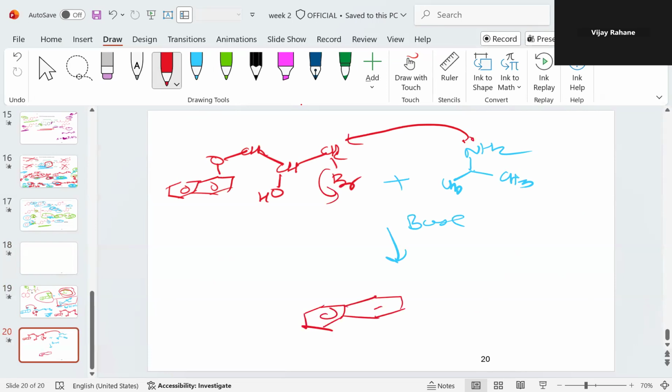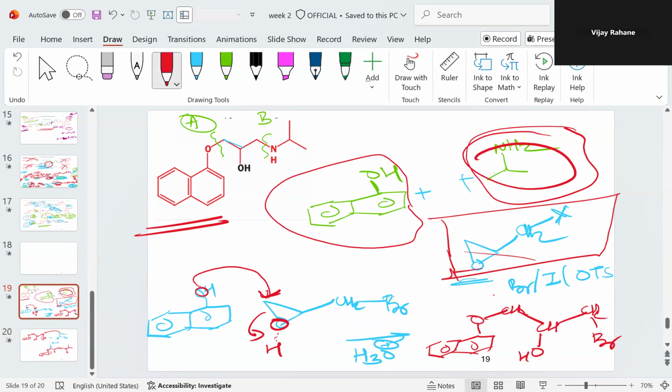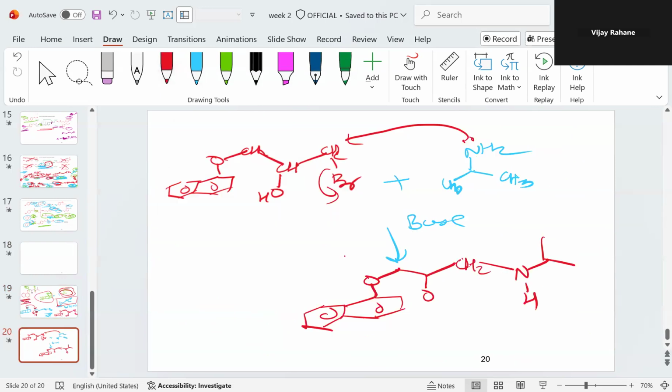Does anyone have any doubt in this retrosynthesis problem? This is the CH2. Now it has the N with these two methyl groups and H. This was our target molecule, right? And we are able to synthesize that target molecule.